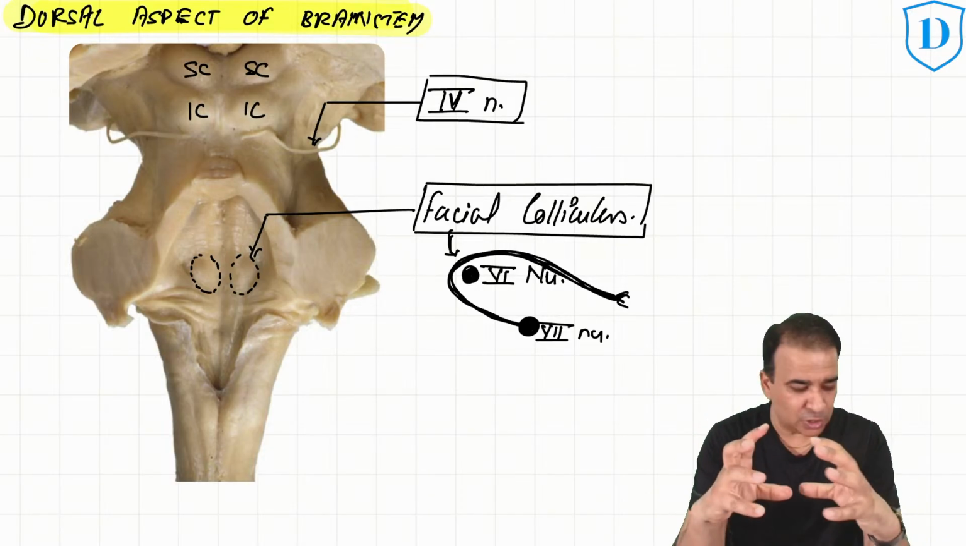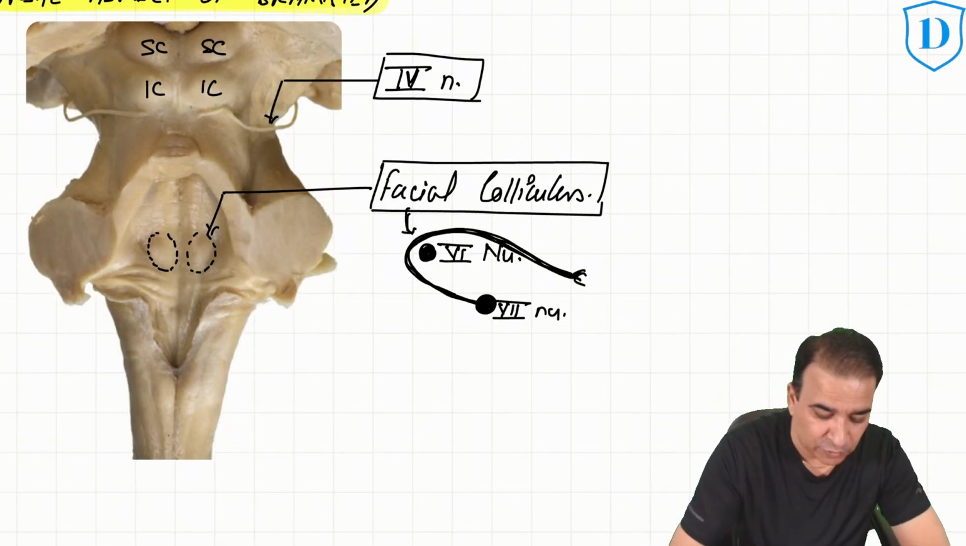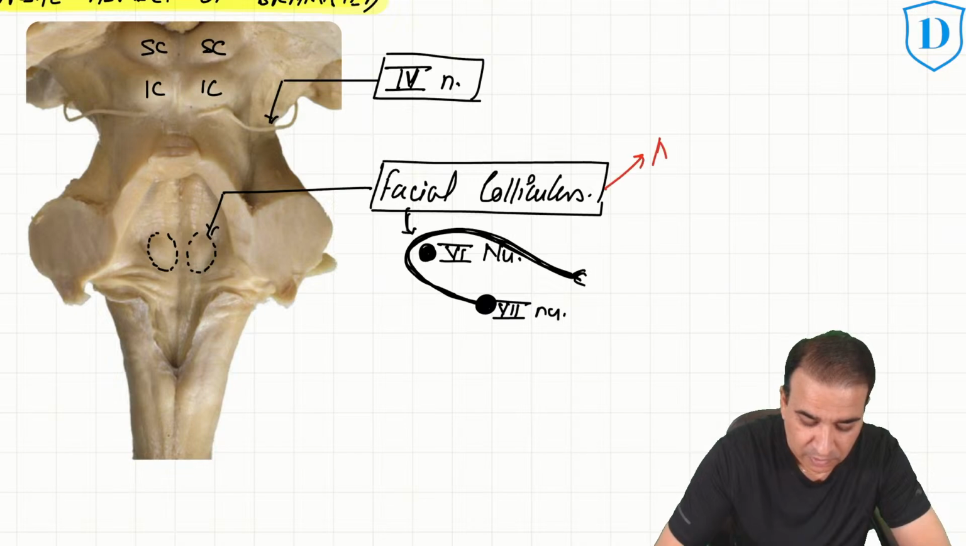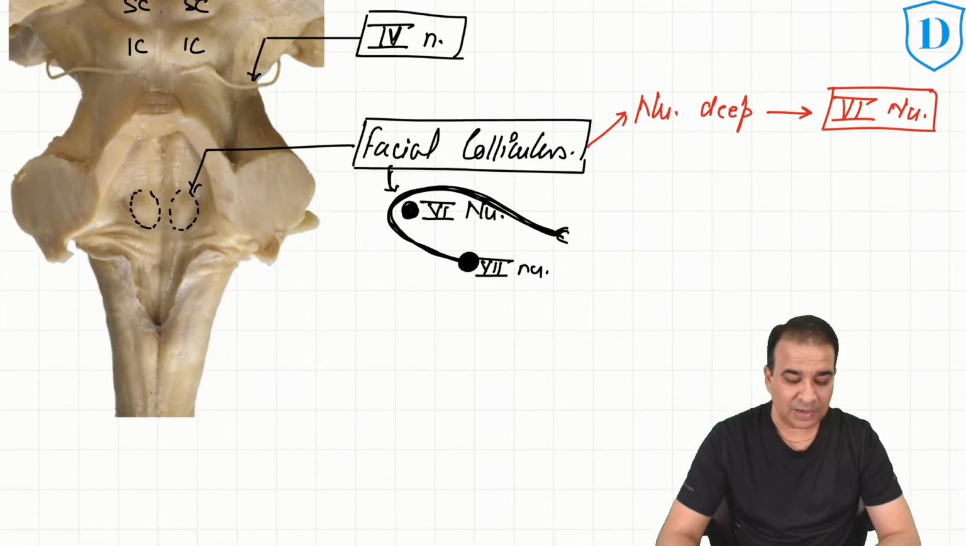They might show you a picture of the facial colliculus, and if the question asked to you is, what is the nucleus present deep to the following elevation? The nucleus deep to this elevation is what nucleus? It is the sixth nucleus. It is the abducent nucleus which is present deep to it here. But this is where people get it wrong at times.